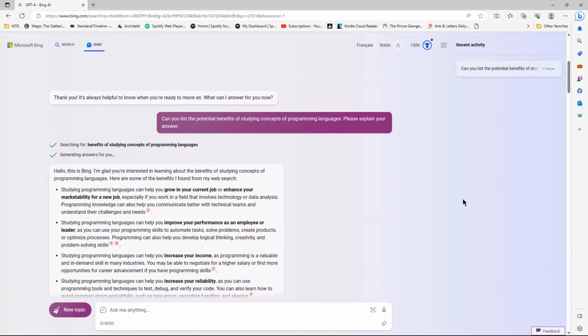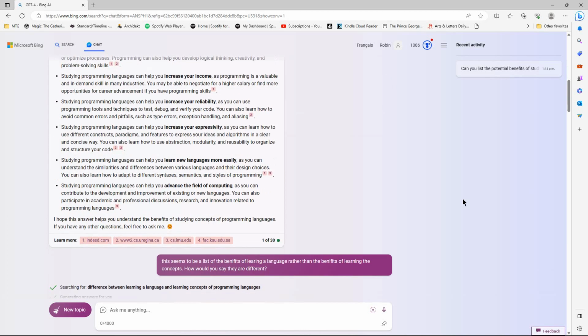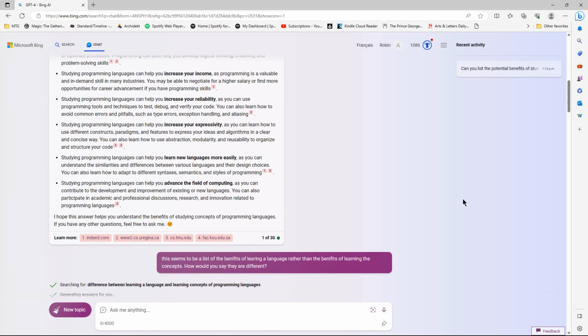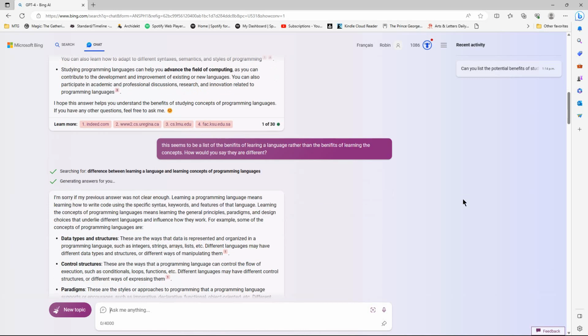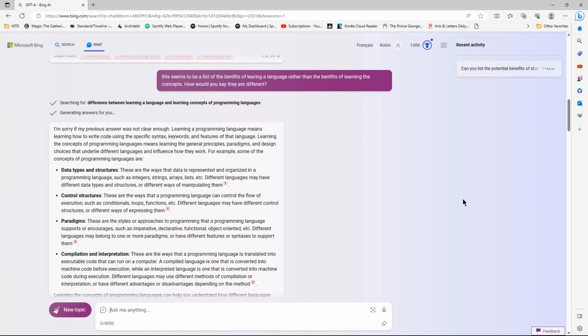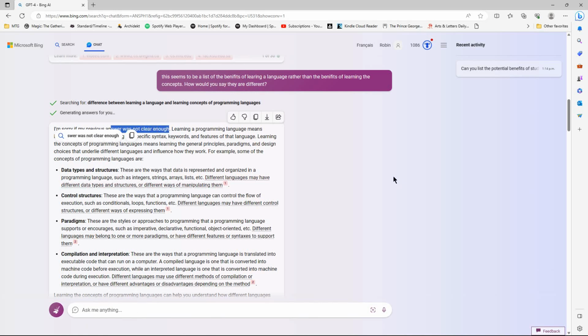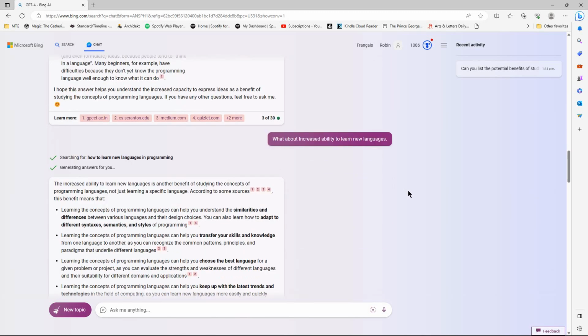Where was it fairly early on? It seems to be a list of the benefits of learning language rather than the benefits of learning the concepts. How would you say they're different? It's not really totally learning from its mistakes. Of course, it doesn't even realise it's a mistake necessarily. It's just saying, "Oh, I'm sure it's not clear enough." Sorry, but not sorry.